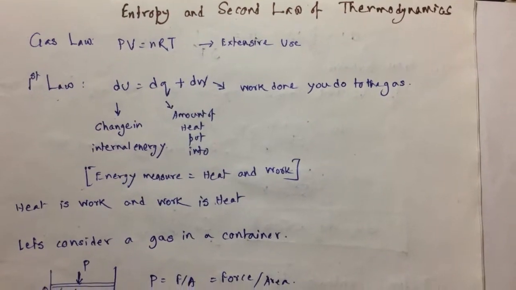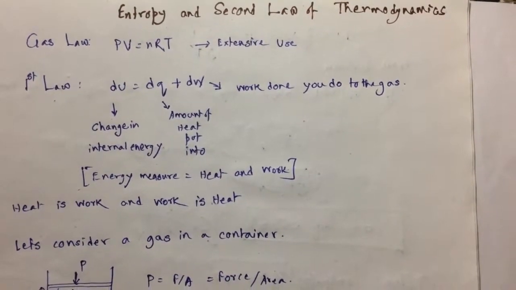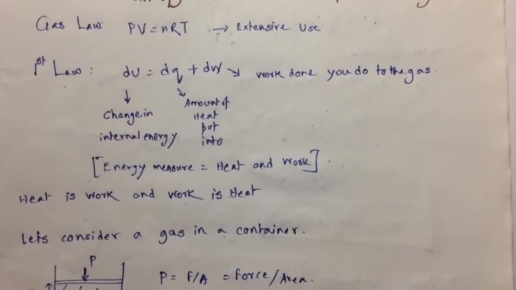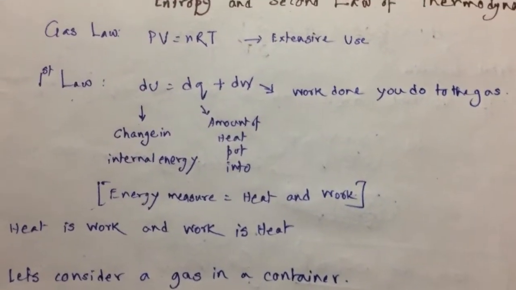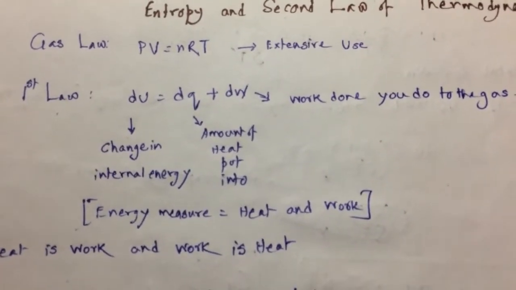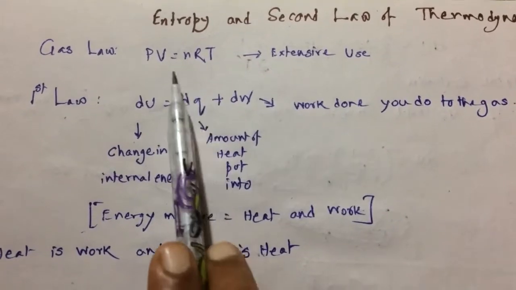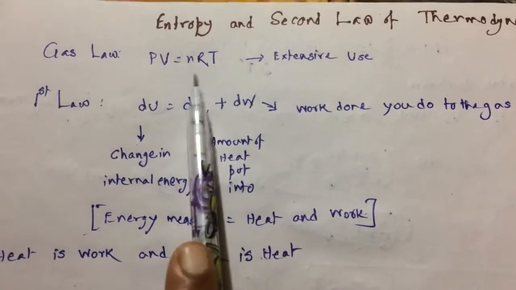Hello, today our topic is entropy and the second law of thermodynamics. Now, the ideal gas law tells us that PV equals nRT. This will have extensive use throughout this section. PV equals nRT, this is the ideal gas equation.